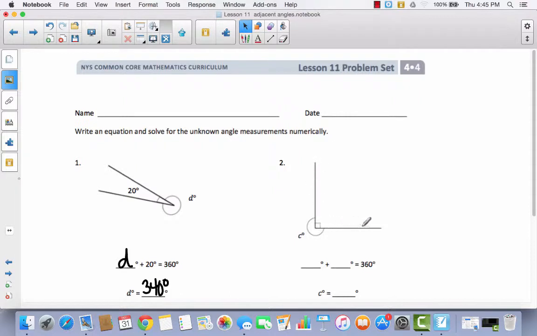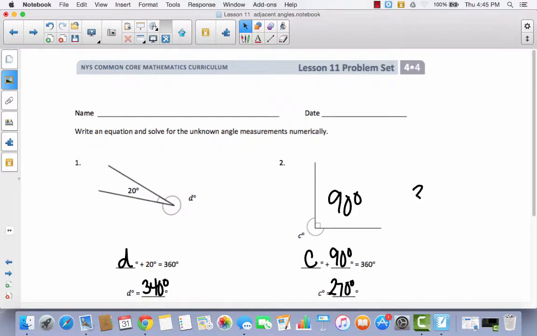The symbol tells us that this is 90 degrees. So I have angle C plus 90 degrees equals 360 degrees. So if I subtract these two numbers, it'll tell me angle C. Well, 360 degrees minus 100 degrees is 260 degrees, and I have to add 10 to that because I'm only taking away 90. So C equals 270 degrees.